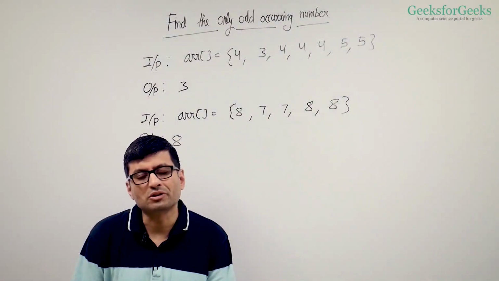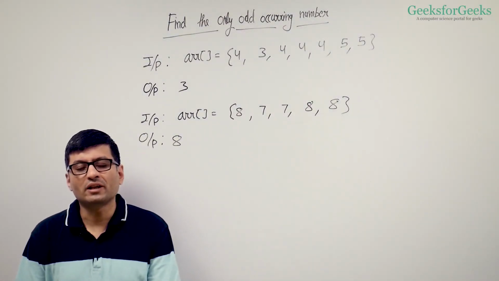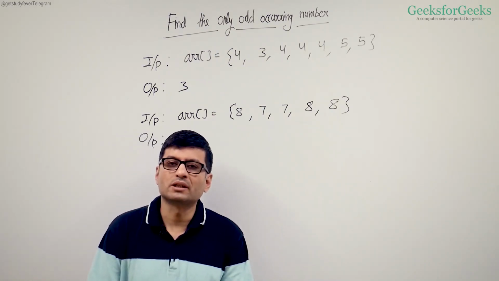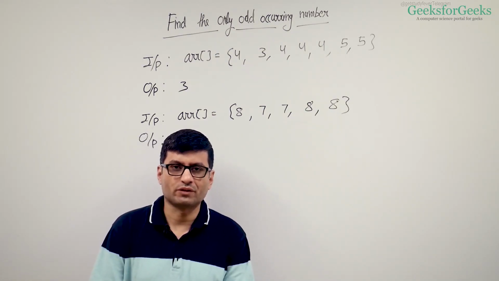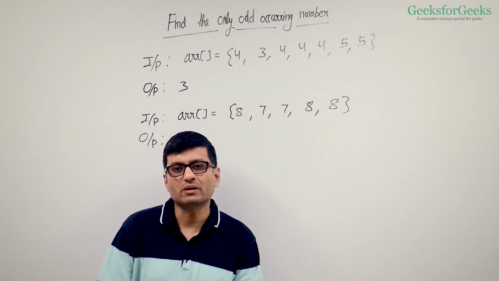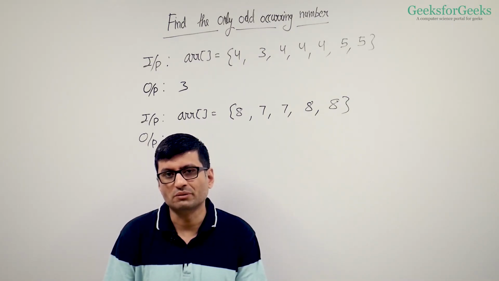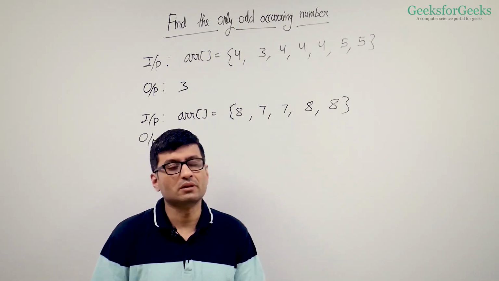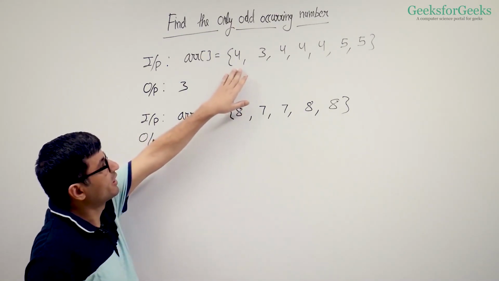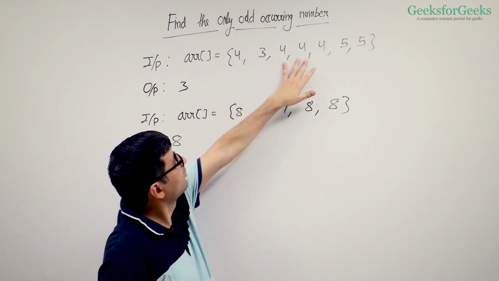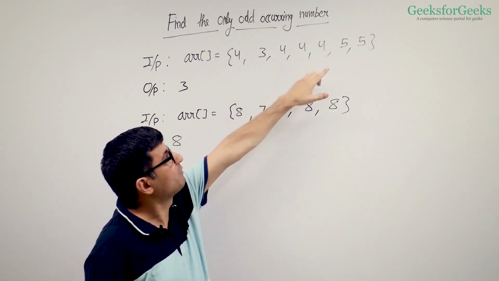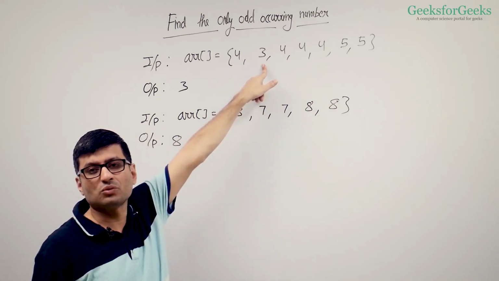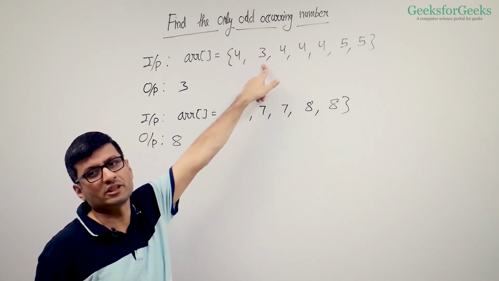Let us now talk about this question. We are given an array of integers where all numbers appear an even number of times except one number which appears an odd number of times. We need to find the odd appearing number. For example, in this array, 4 appears 4 times, 5 appears 2 times, and 3 is the only number that appears 1 time, which is an odd occurrence count.